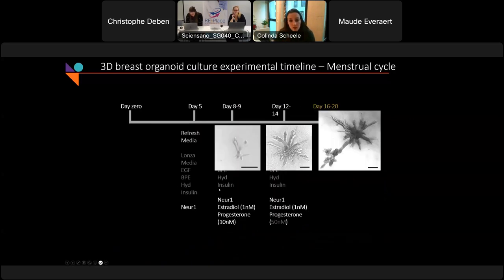So over here you can see we had to establish another timeline, and I will not go into all the details. But eventually what we see is we get these organoid structures, which then also start to make these small blobs on the sides, which then eventually, if you remove the hormones, also regress again.